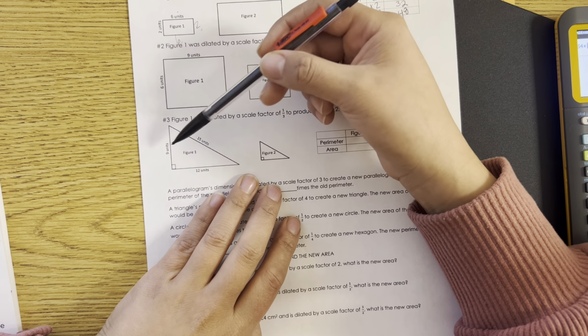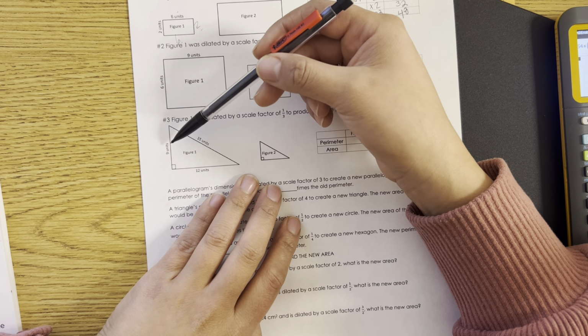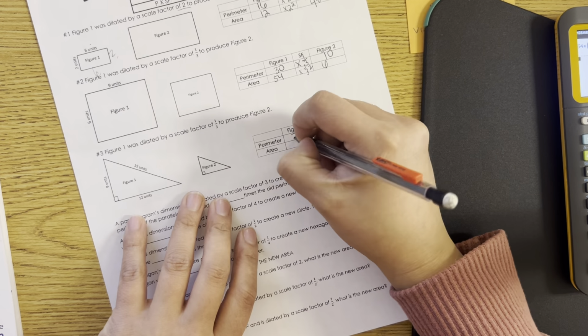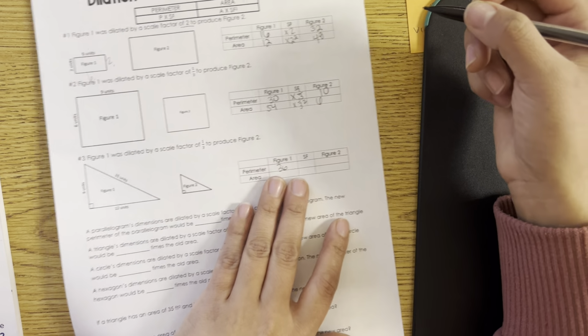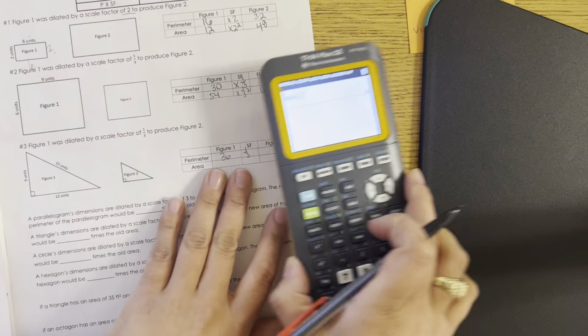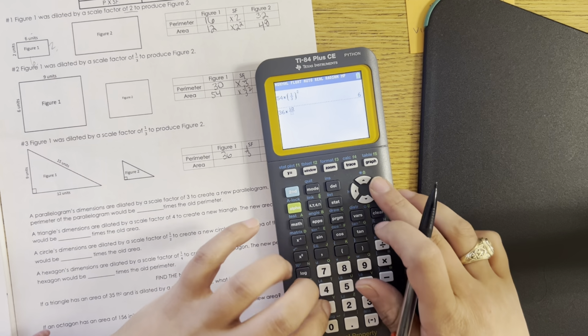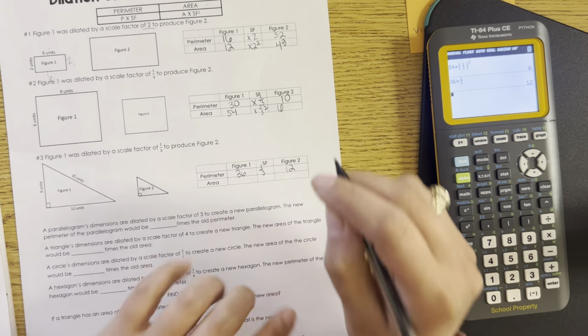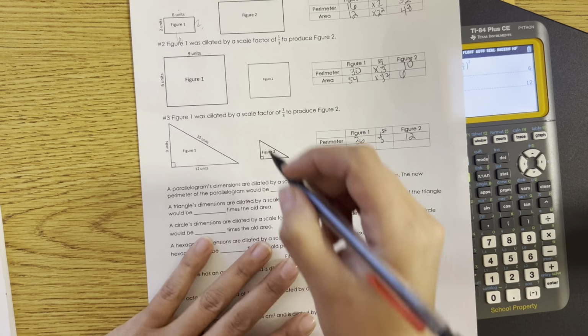So 12 plus 9 is 21, and 21 plus 15 is 36. So the original perimeter is 36. They want me to multiply by a scale factor of a third, and that's all I do. So 36 times a third is 12. That's the new perimeter. But the area is where we have trouble.